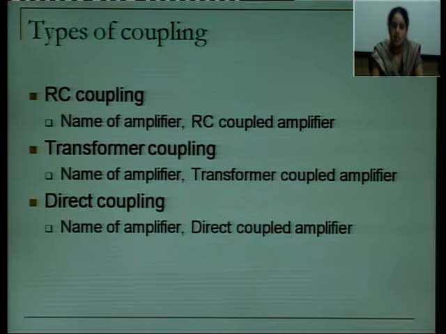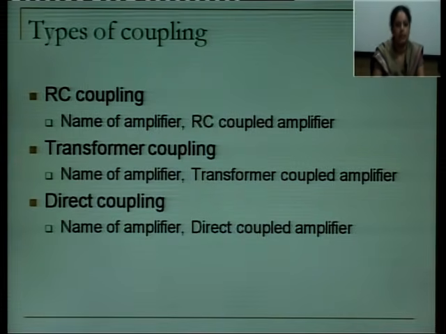According to which type of coupling you are using, you have different types of amplifiers. First is RC coupling: if the first stage is coupled to the second stage using an RC coupling, the amplifier is called an RC coupled amplifier. Next is transformer coupling: if the first stage is coupled to the next stage through a transformer, it is called a transformer coupled amplifier. And the third one is direct coupling: here the first stage is directly coupled to the next stage without any other component, hence the name direct coupled amplifier.